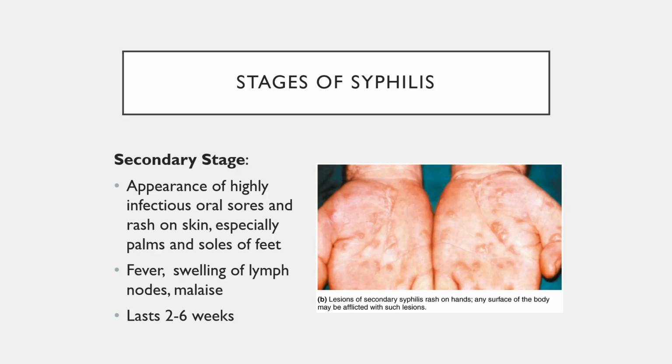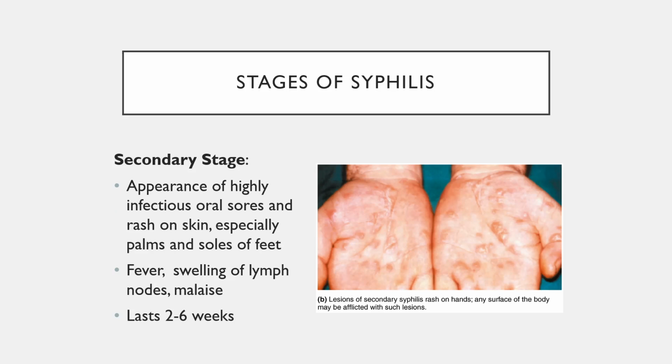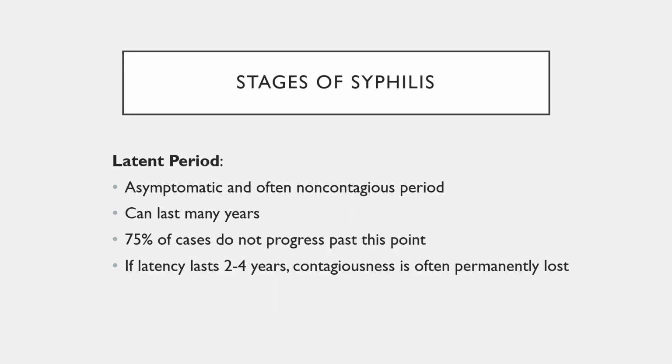The secondary stage is characterized by the appearance of highly infectious and contagious sores in the mucous membranes of the mouth and that form a rash on the skin, in particular on the palms of the hand, as you can see right here, and on the soles of the feet. It's also accompanied by a fever, swelling of the lymph nodes, and a general feeling of malaise. And this stage lasts 2 to 6 weeks, after which the disease enters a latent period.